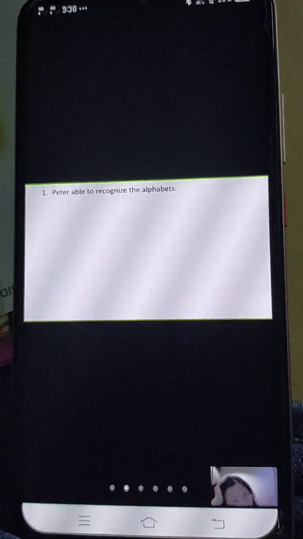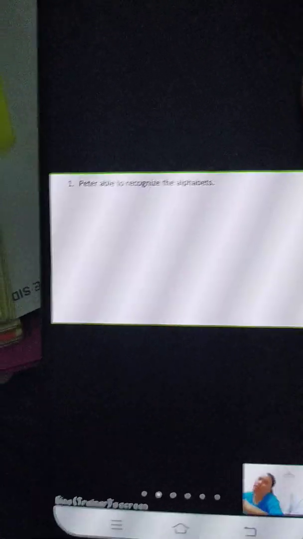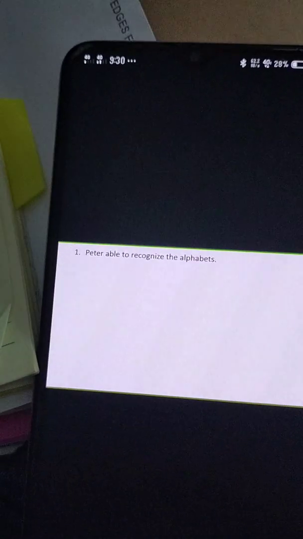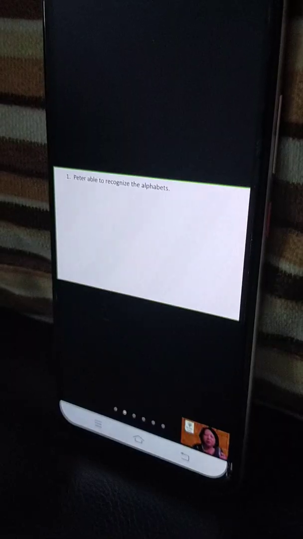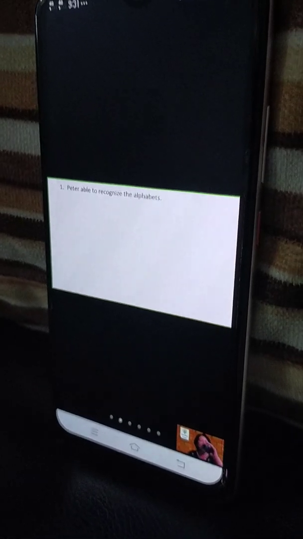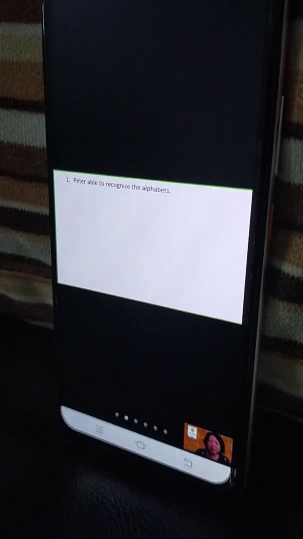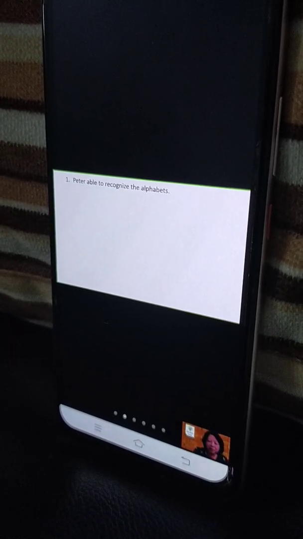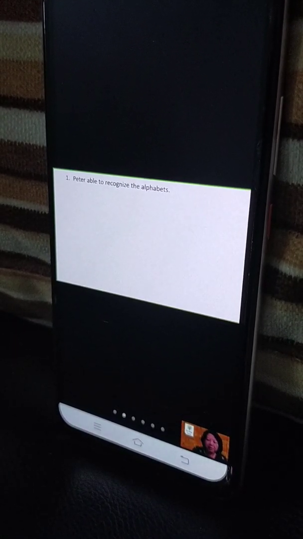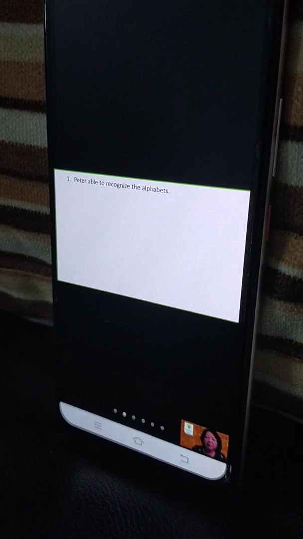Okay. Right. Ready? So I'm going to type this in. Peter are in the chat. Are able. So what should be the verb there? Is or is. Alright. Correct version is Peter is able to.